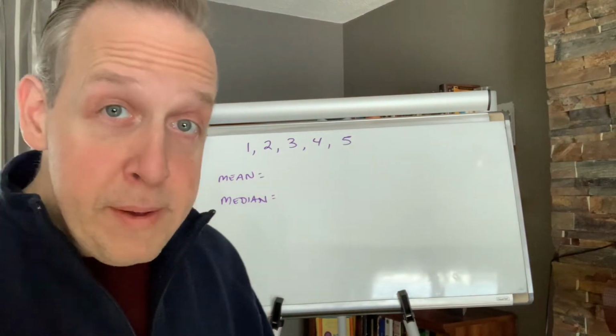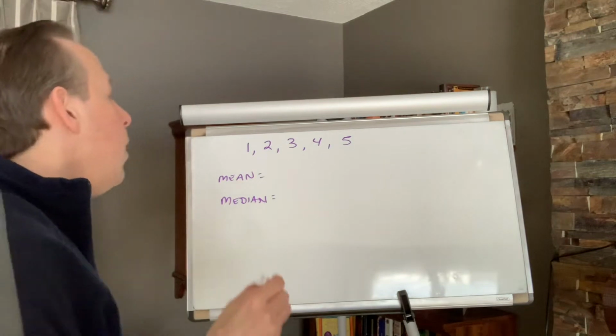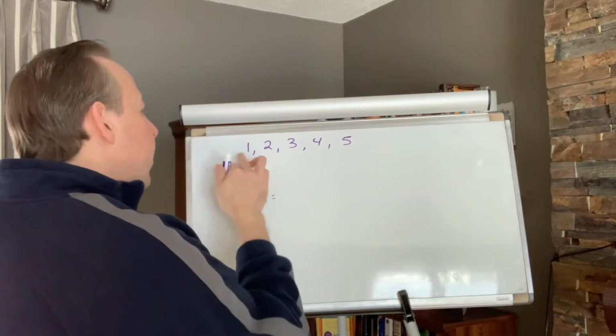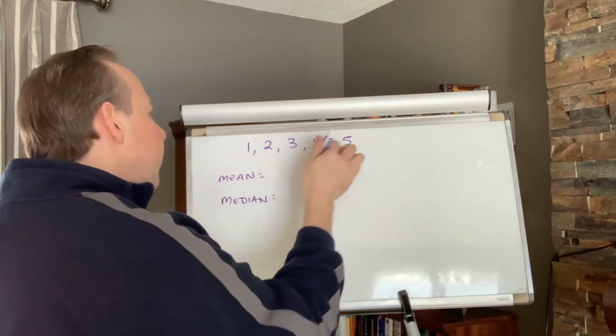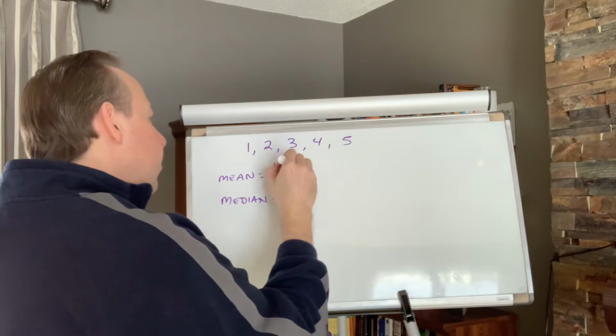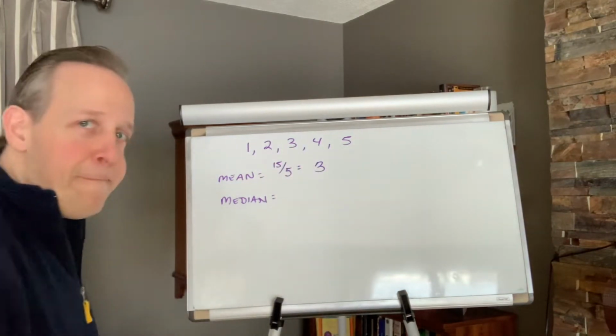Well, the mean is found by adding up all the numbers and dividing by the number of numbers. 1 plus 2 plus 3 plus 4 plus 5 is 1, 3, 6, 10, 15. And there's 5 numbers, so it's 15 divided by 5, which is the number 3.